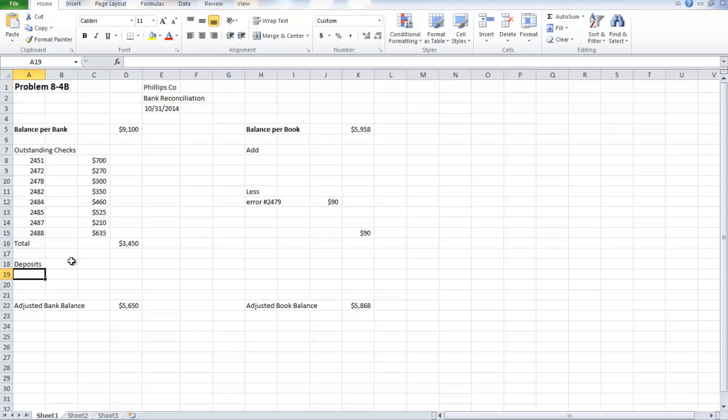The amount on the 20th for $16.42 shows up at the bank for $16.24. So that's our second error. We take the difference, that's $18. The cash receipts journal was more than what was actually deposited, so we need to subtract.